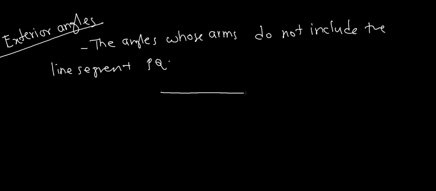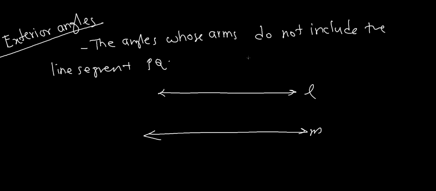So we'll just draw the figure once again. This is L, M, and we are intersecting with line N. So the angles formed are these, and this is the point of intersection P and Q. N is a transversal to lines L and M, and they are forming angles over here, here, here, here, here, here, here and here. So the exterior means what? That does not include the line segment PQ.